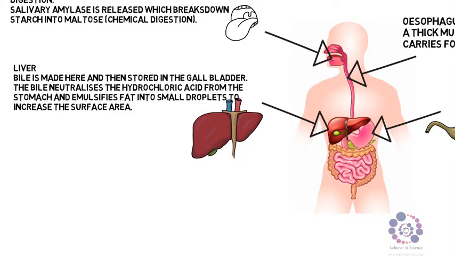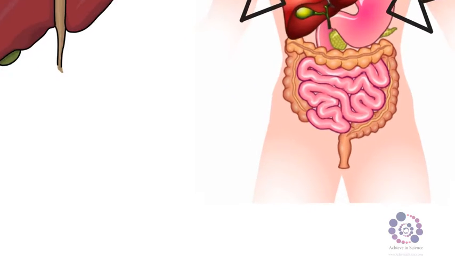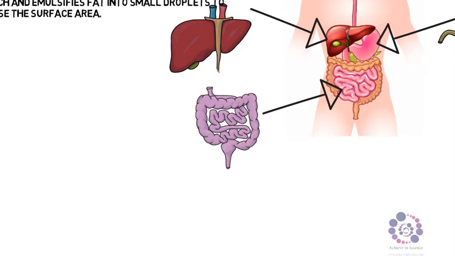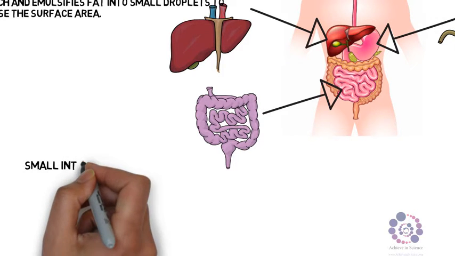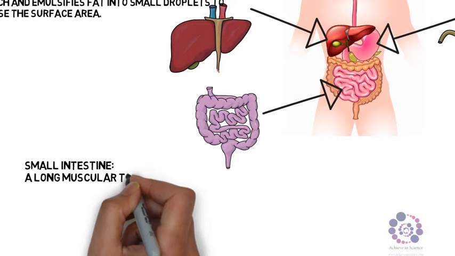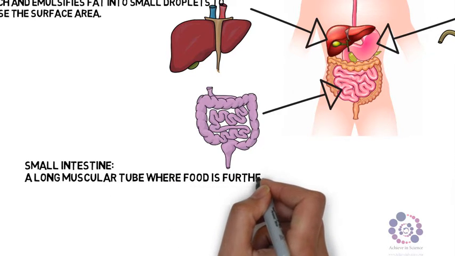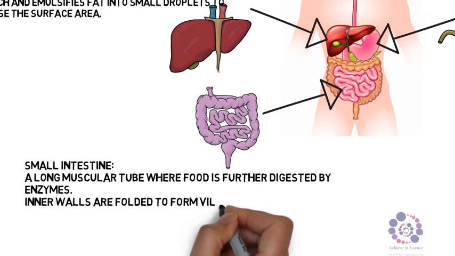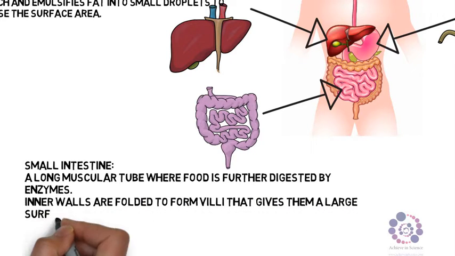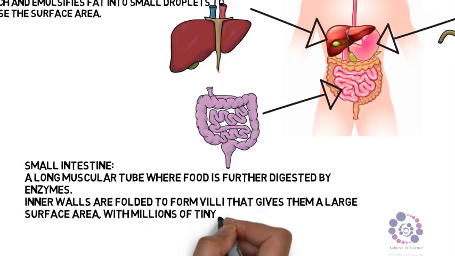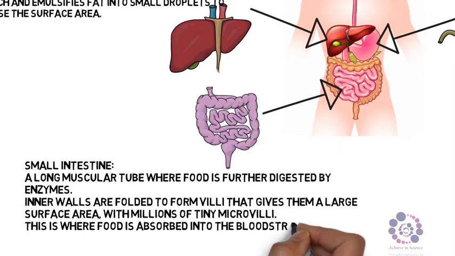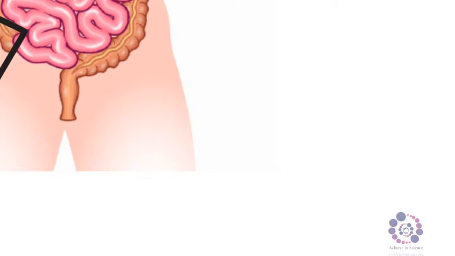Food does not enter the liver. Instead, on its journey from the stomach, the food mixes with bile and then it goes into the small intestine. The small intestine is a long muscular tube where food is further digested by enzymes, all three types. The inner walls are also folded to form villi, which gives a large surface area, and tiny microvilli as well. This is where food is absorbed into the bloodstream.